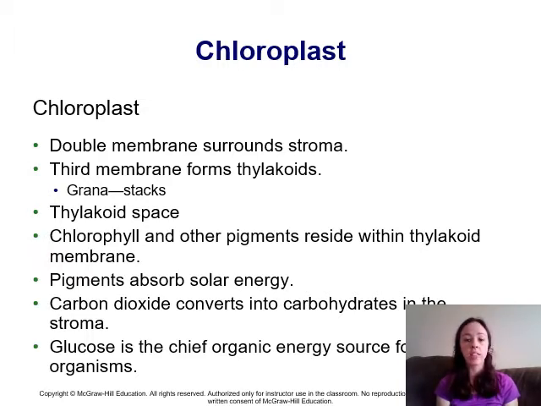Within the membrane of the thylakoids are various pigments, like chlorophyll, that will absorb solar energy from the sun to help break apart carbon dioxide and water to reform them into both glucose and oxygen. The photosynthetic reaction will take place inside the stroma.